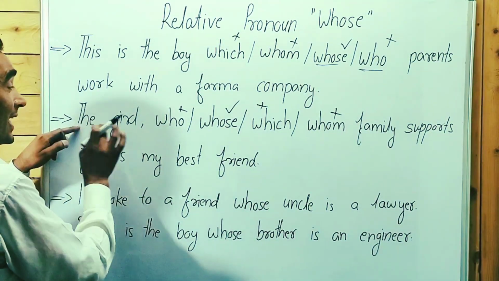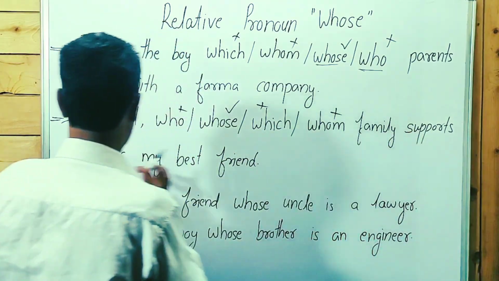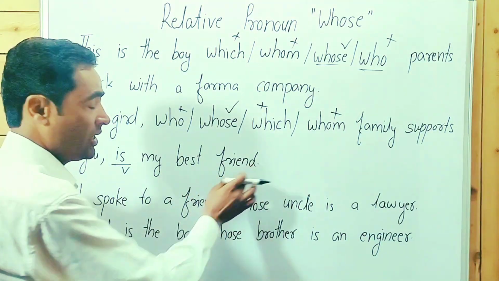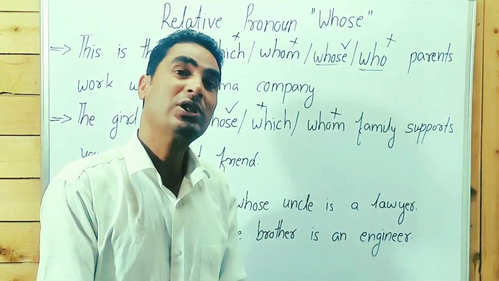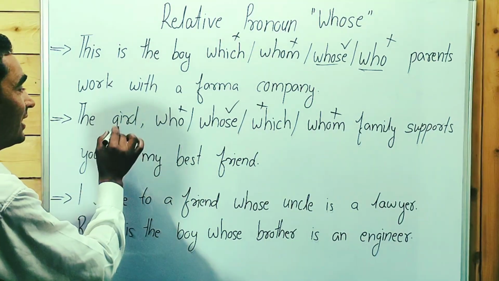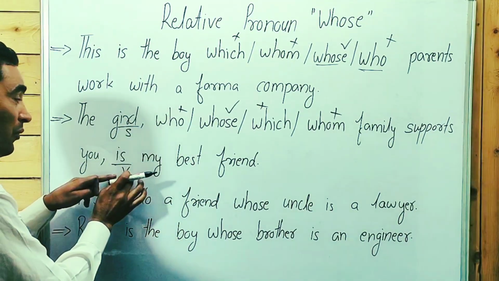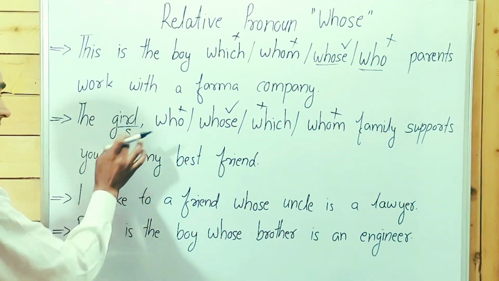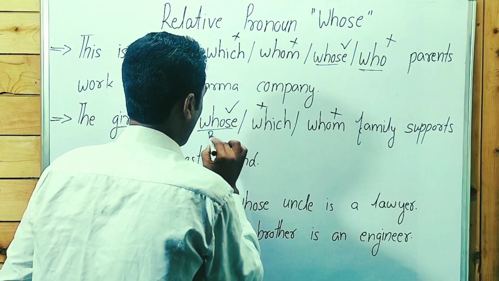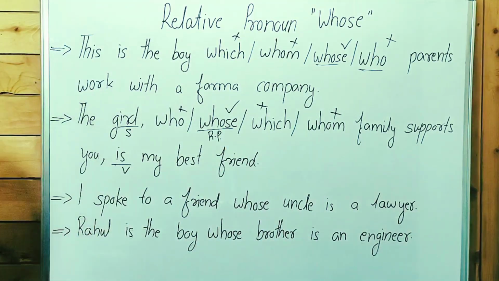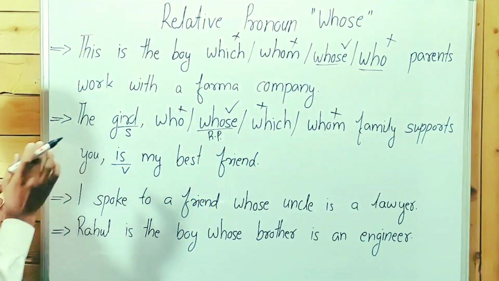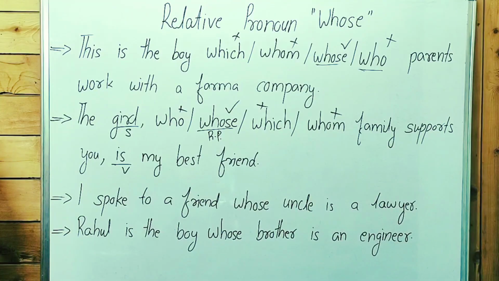Guys, a point to be noted. In "The girl whose family supports you is my best friend," the main sentence is "The girl is my best friend." Which girl? The girl whose family supports you. Here the girl is the subject, and the verb is over here: the girl is my best friend. I'm sorry, I'm writing roughly. "Whose" is a relative pronoun to show possession, and "family supports you" is the rest of the clause.